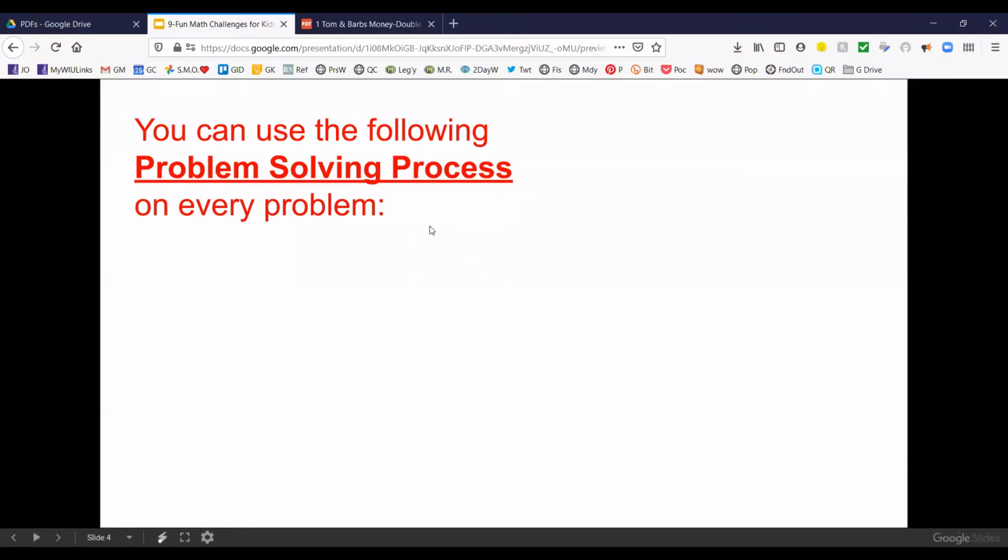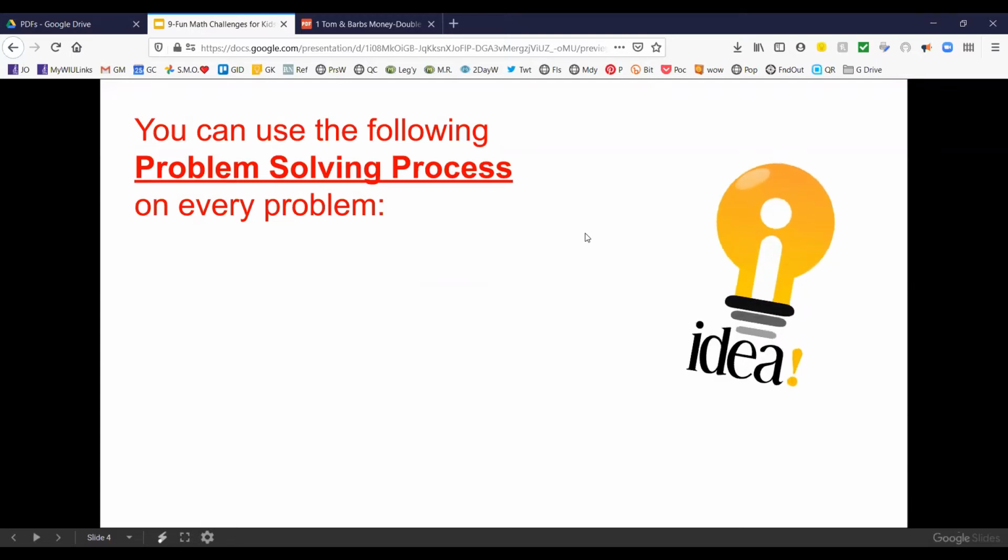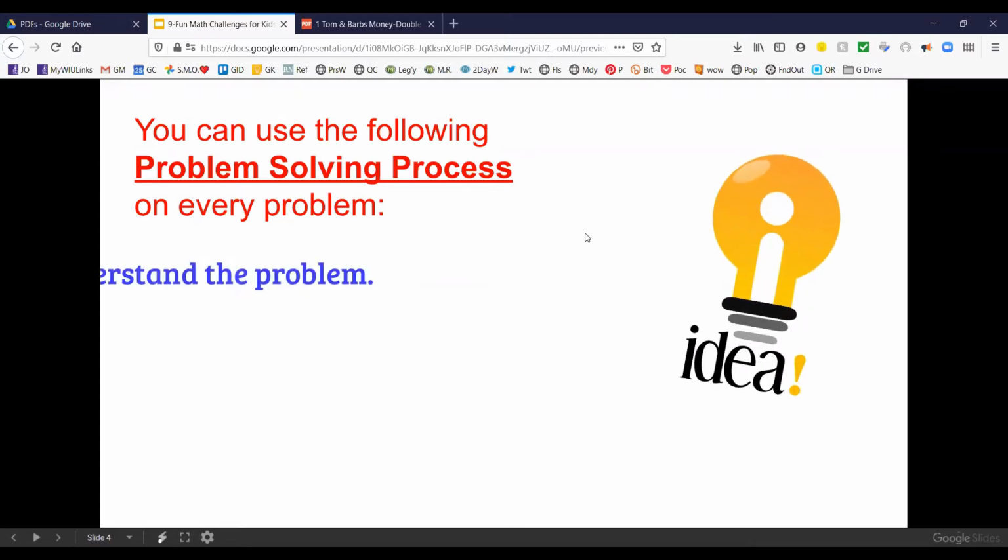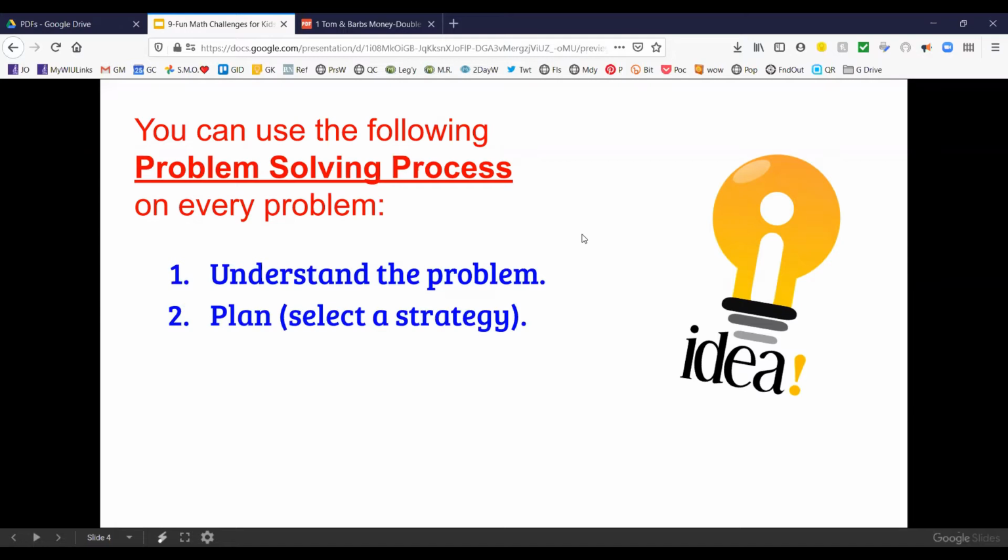On every problem, we can use the problem solving process. It's 4 steps. What's the first step? The first step is, of course, understand the problem. It's very important to thoroughly understand the problem before you move on. Step 2 is to make a plan. Select a strategy. The strategy that's used on different problems will probably be different. Then it's the Nike step. Just do it. You use your strategy, your plan, to try to solve the problem.